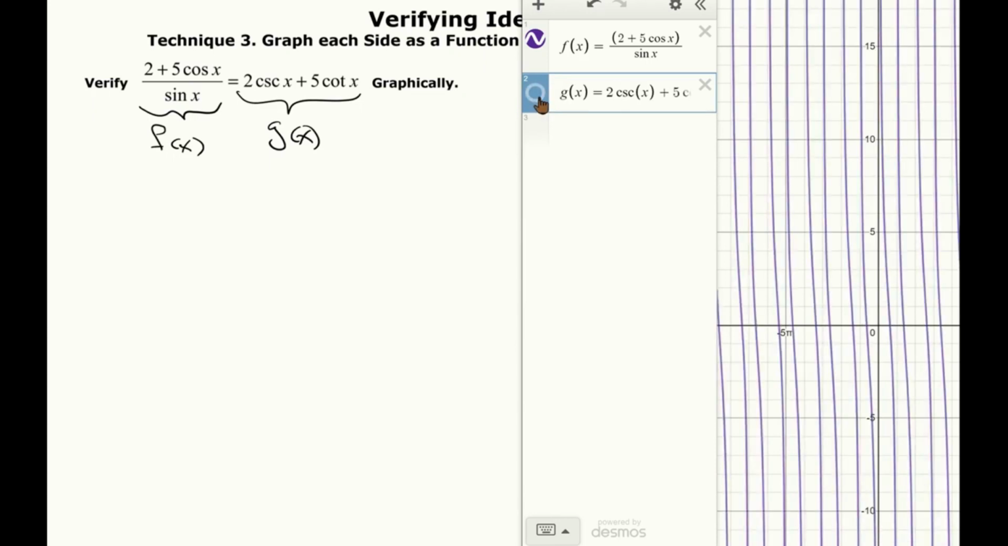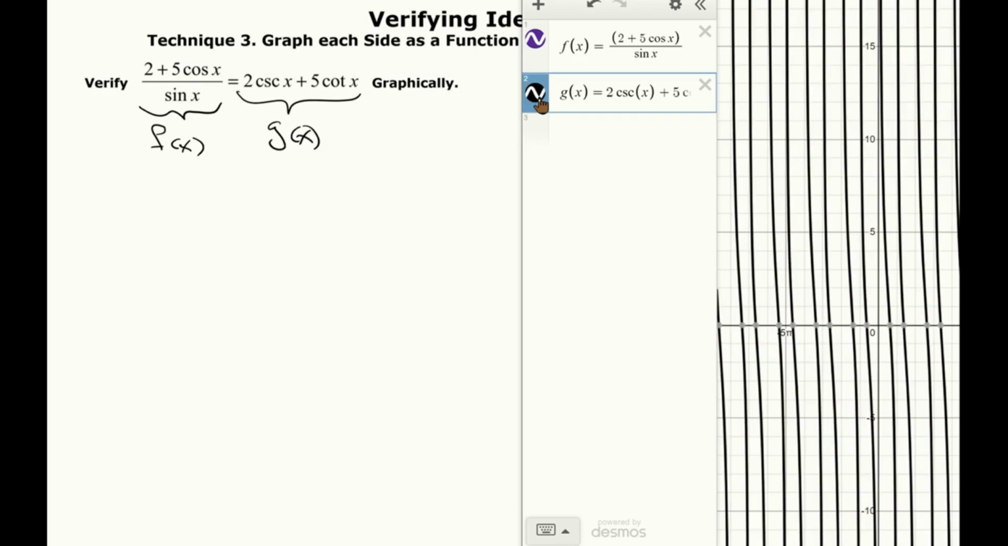And let me turn that off. Notice the first graph was right there in purple. Now here's the second graph. Notice how they do in fact coincide. So that's just a quick graphic verification of this fact.